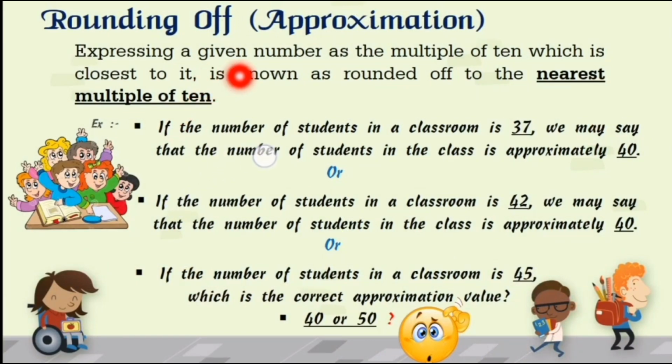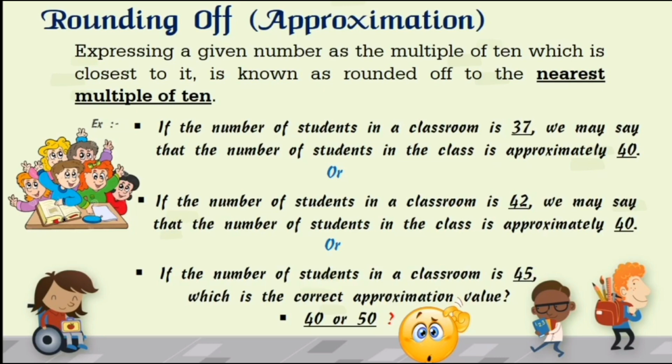Expressing a given number as the multiple of 10 which is closest to it is known as rounding off to the nearest multiple of 10.